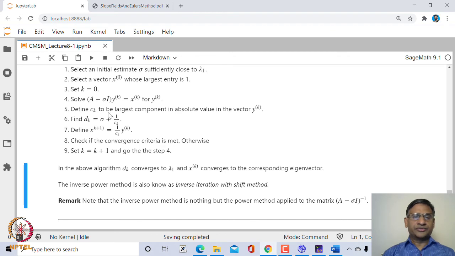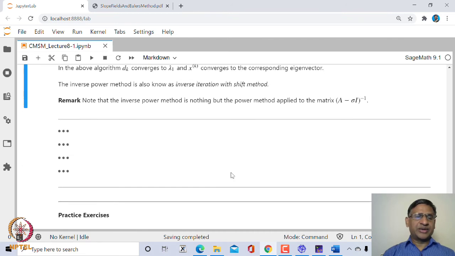Since here we are using the inverse of this matrix in some sense, that is why it is called the inverse iteration with shift method. Shift is in the sense that we are shifting lambda by sigma, actually lambda minus sigma. So that is why this word shift. And you can notice that the inverse power method is nothing but the power method applied to the matrix A minus sigma I to the power minus 1, that is, the inverse of this matrix.